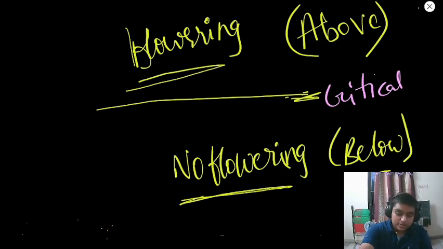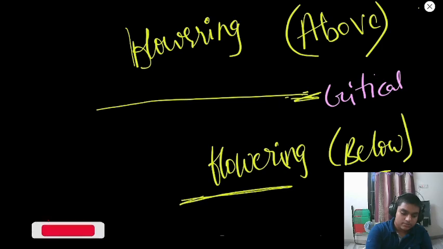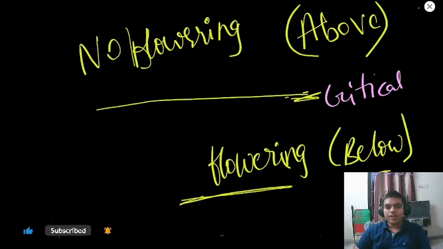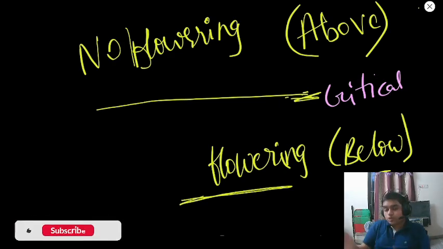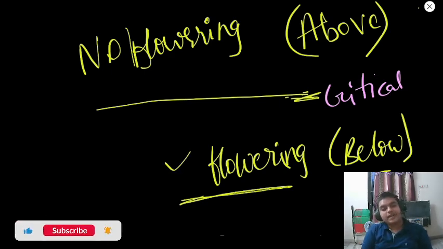But there are some plants like this. If they are more exposed to light, there is no flowering. If they are less exposed to light, there is flowering. So those plants are termed short day plants.